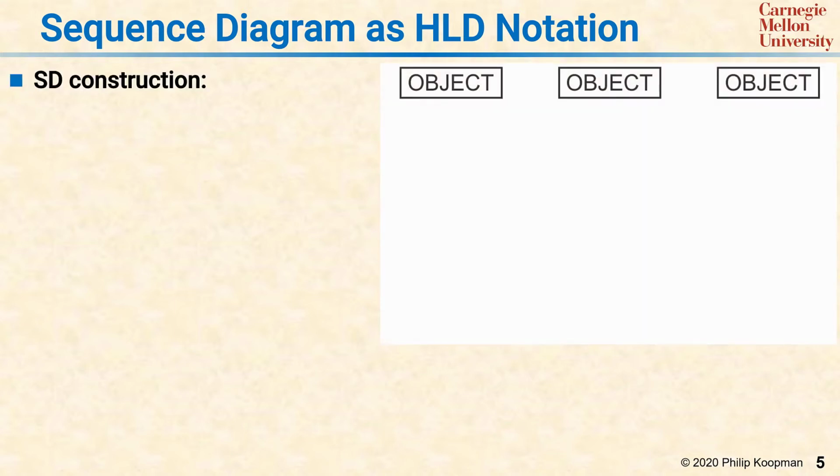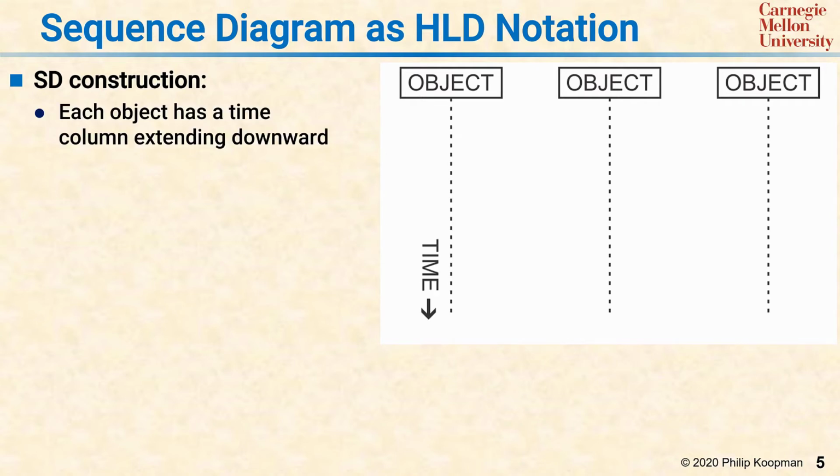UML sequence diagrams can be very handy as a high-level design notation. Let's build up the pieces of a sequence diagram so you can see how they work. Each sequence diagram has a set of objects at the top of the diagram. Each object might be a component in the system or an instance of a class of objects, and so on.